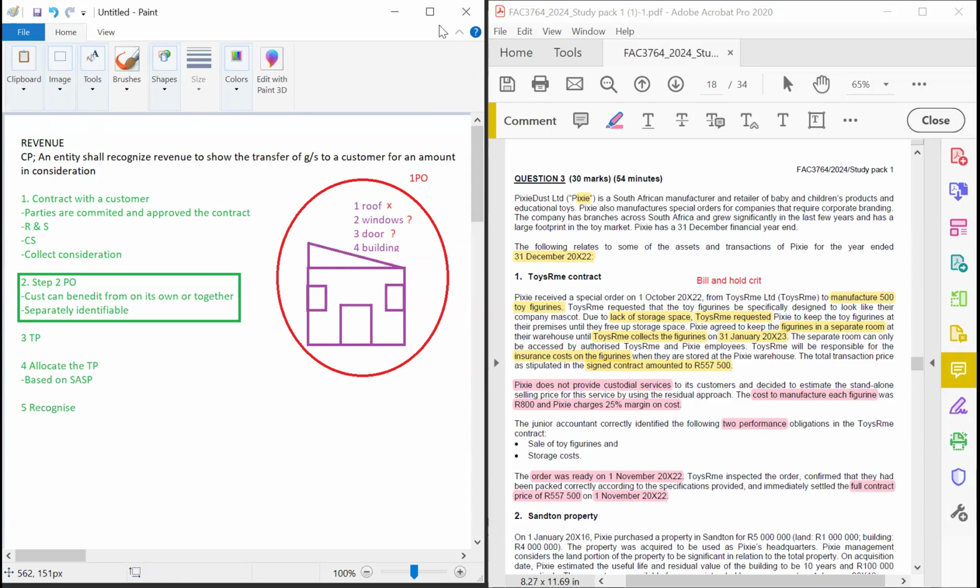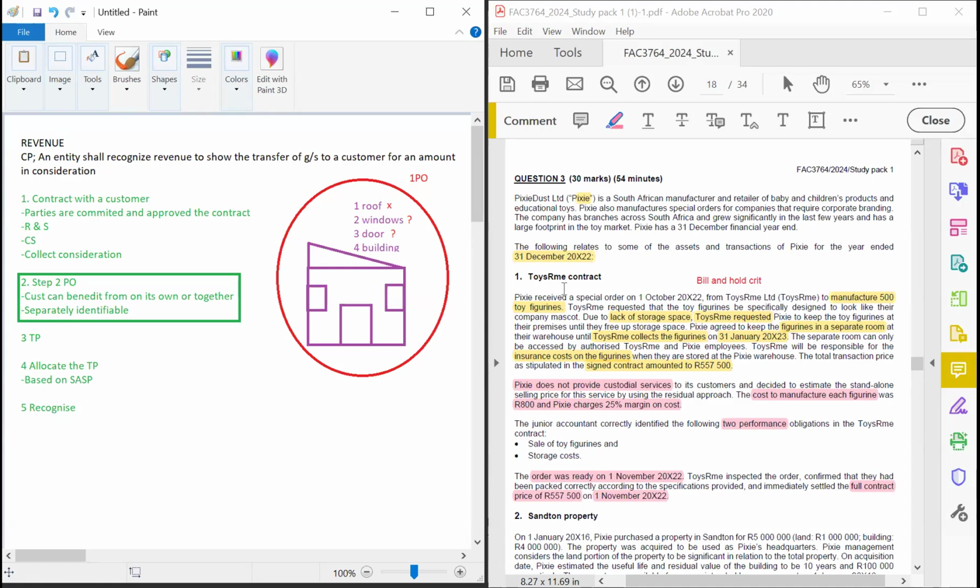Does it make sense, Nomfundo? Yes, okay, I think I get it. So anything that I can sell on the outside market, I can say that it is not a performance obligation, that it is not separately identifiable. Okay. Yes. Okay, okay. Thank you. I think I get it now.